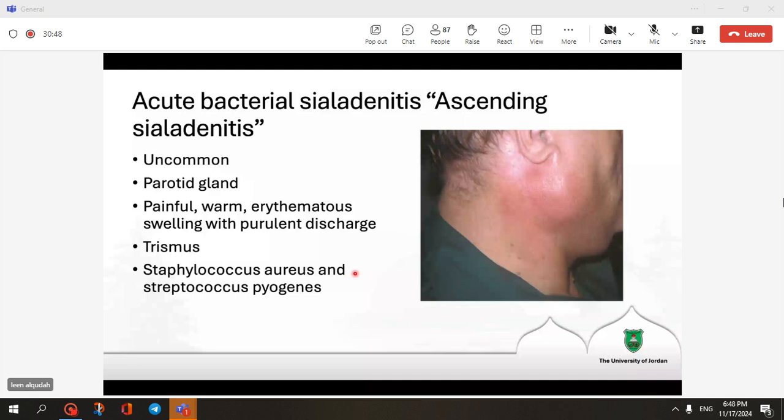The most common microorganisms involved in such disease are Staph aureus and Strep pyogenes. And the parotid is more commonly affected by sialadenitis than the submandibular.